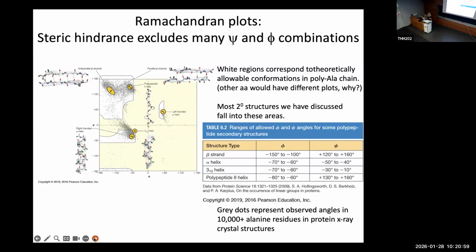And just for reference, not something you need to memorize, but these are the ranges that are required to adopt each of these secondary structures. So a beta strand has to have phi and psi angles in these ranges, and that's how you can adopt those structures. Okay. So of the theoretical allowable angles of phi and psi, real proteins really adopt a very small subset of those actual angles of rotation.